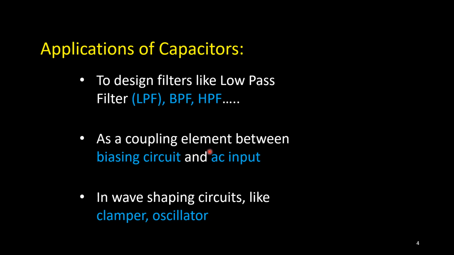We can use this capacitor as a coupling element. Basically, it is between the biasing circuit and AC input. The biasing circuit is used to make the active device work, and these sources are applied there. When AC input is applied, so that this biasing is not disturbed, the capacitor is introduced. Here the capacitor is used as a DC blocking capacitor. So the main thing is that it is behaving as DC blocking.